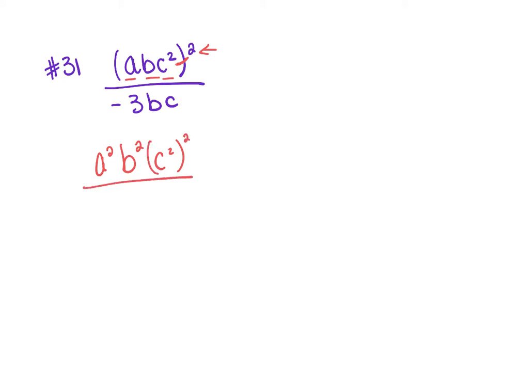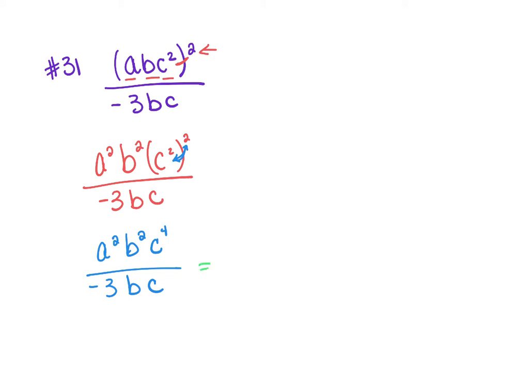The bottom is actually as simple as it can get. I can't do anything with a negative 3. The B doesn't have anything to combine with, and the C doesn't have anything to combine with. All right? I can still simplify my numerator one more step, right? This power to a power, what do I do here when I have a power to a power? What do I do with those? I multiply them. So I have A squared, B squared, and now C to the fourth, right? Over negative 3BC. And then I'm just going to simplify.